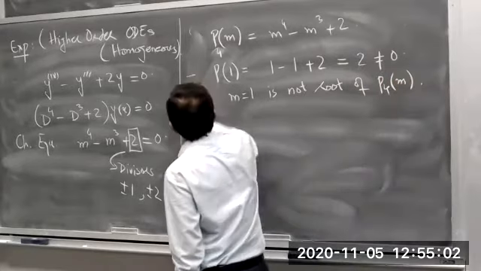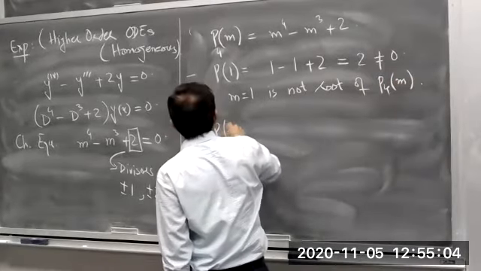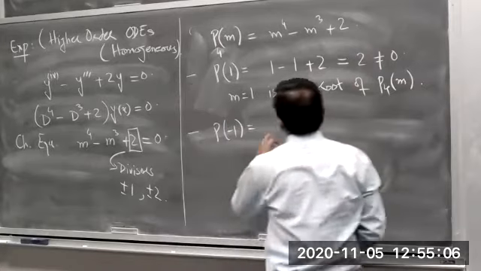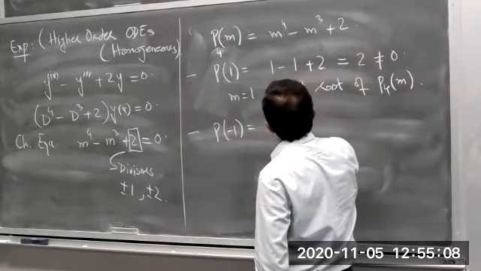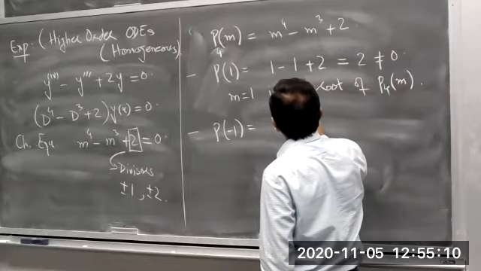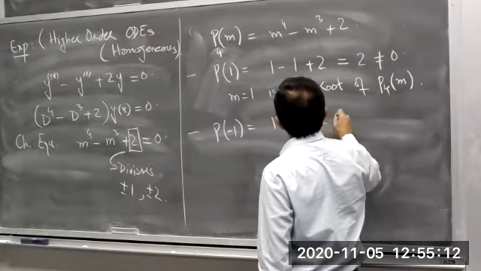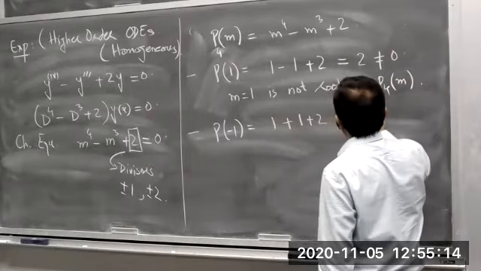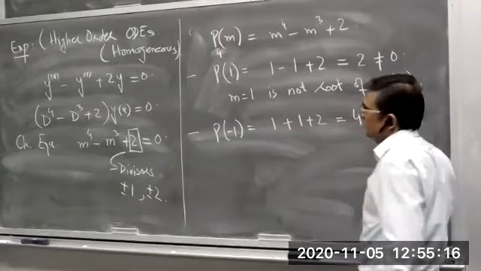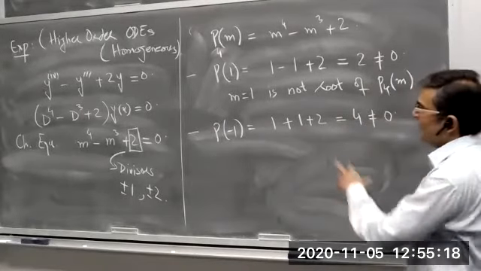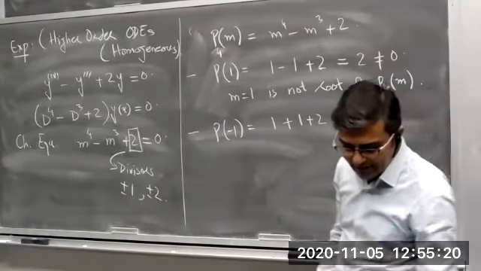Now we try the second one, P of minus 1. If you put minus 1 in this, you would get 1 plus 1 plus 2. So this is 4. It is again not 0. So m is equal to minus 1 is also not a root.